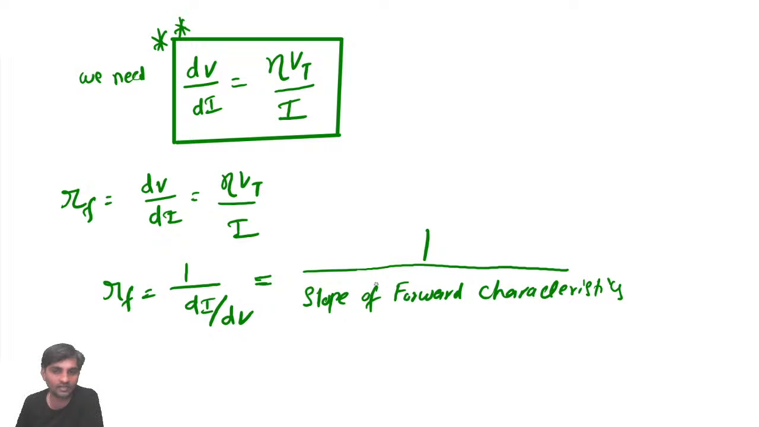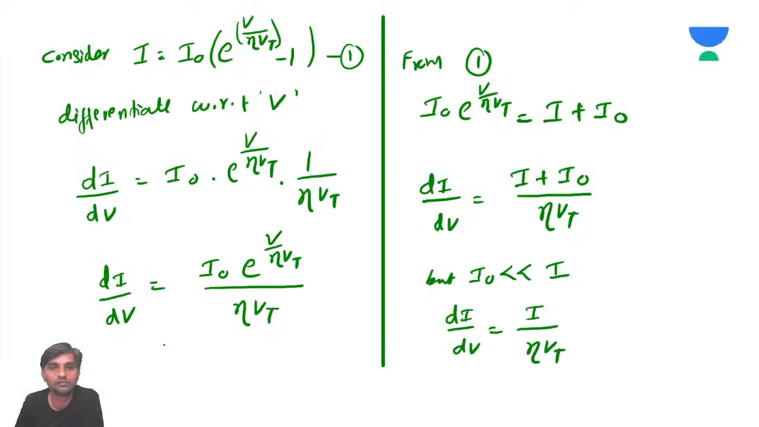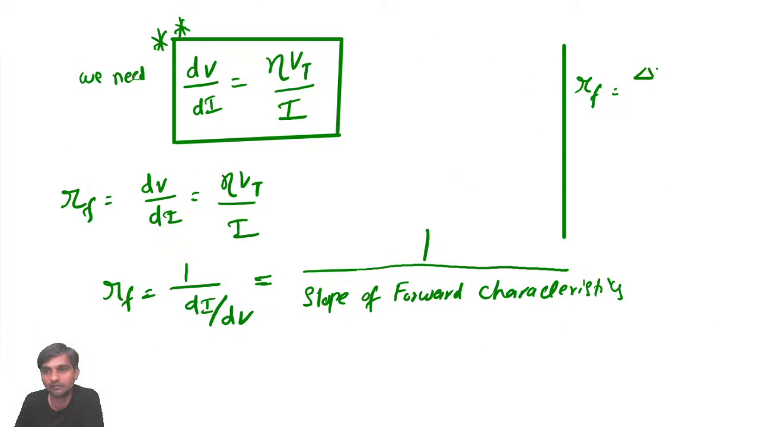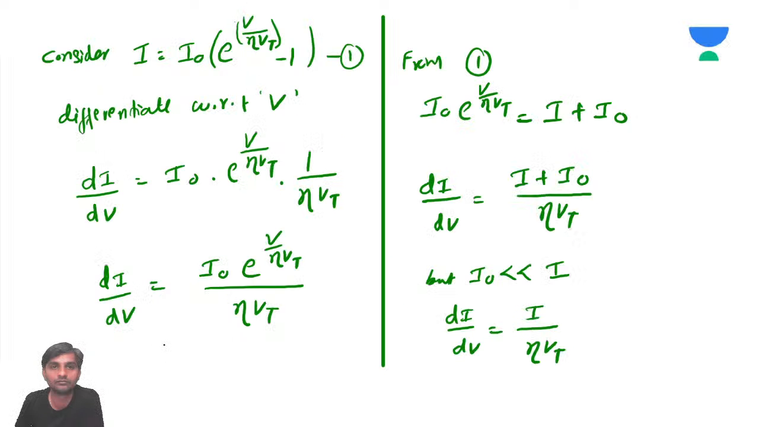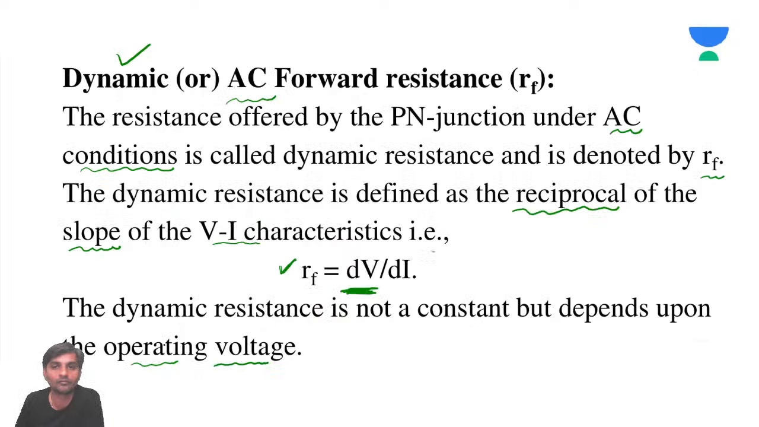So if you want to calculate from the graph, it is very simple. RF is going to be delta V by delta I. Delta V by delta I is equal to AB by CD from the graph. I am talking about this AB, delta V by delta I.